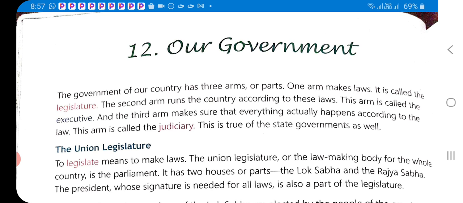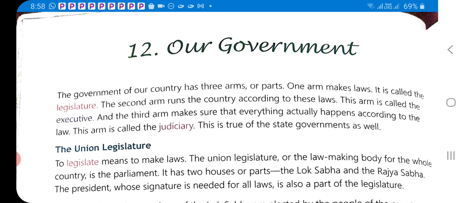To legislate means to make laws. The union legislature or law making body for the whole country is parliament. So law making body at the union level is called parliament. Parliament has two houses, Lok Sabha and Rajya Sabha. Lok Sabha is the lower house of the parliament and Rajya Sabha is the upper house of the parliament.